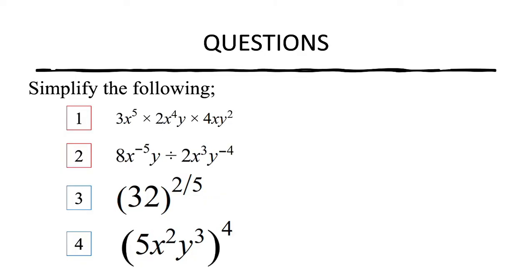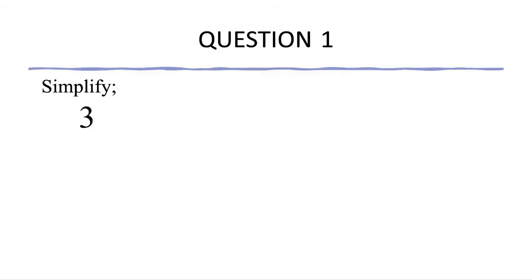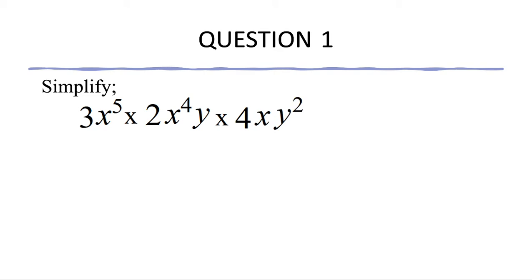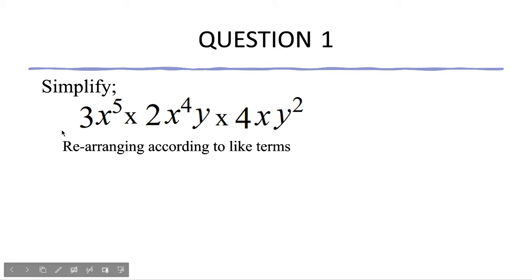In this video, we shall be solving these 4 questions, applying the laws of indices. Now, the first question is this: 3x^5 times 2x^4y times 4xy^2. Before we solve this, the first thing we do is to rearrange according to like terms. So the first thing I do here is to rearrange the numbers, or what we call the coefficients of the variables. Then I rearrange the x and the y.